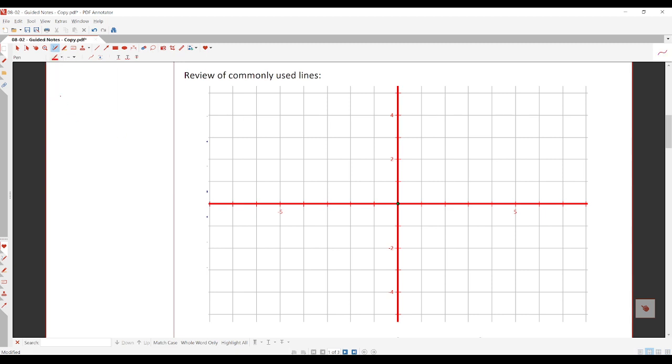And for the sake of people watching this now as well as later, let's go ahead and do this in colors. So I'm going to do the x-axis in red. I will do the y-axis in orange, and I know it looks kind of similar, but I'm going to make it big enough that it won't look all that similar when we do it. Green is going to be the line y equals 2. Blue will be the line x equals negative 3.